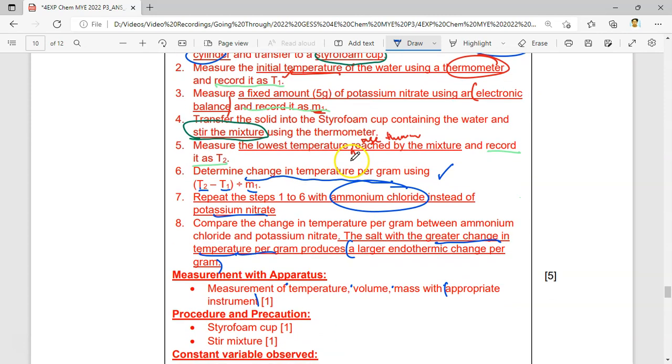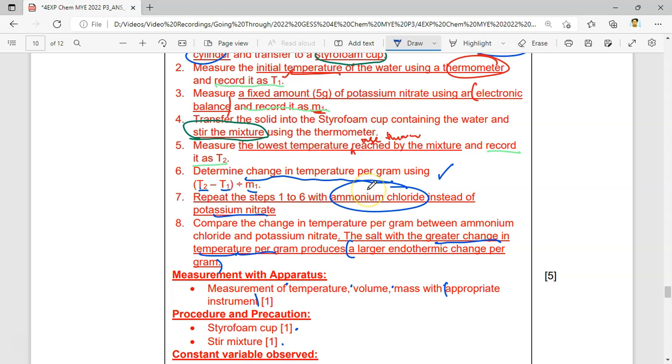Okay? Next, procedure and precaution. What we're looking out for is, are you taking note that this is an energy change experiment? Temperature is very sensitive. Hence, you want to minimize temperature loss. Therefore, a styrofoam cup is important. Stirring the mixture well to make sure everything is reacted is also important. So we are placing a bit more emphasis on the procedure and the precaution part here.